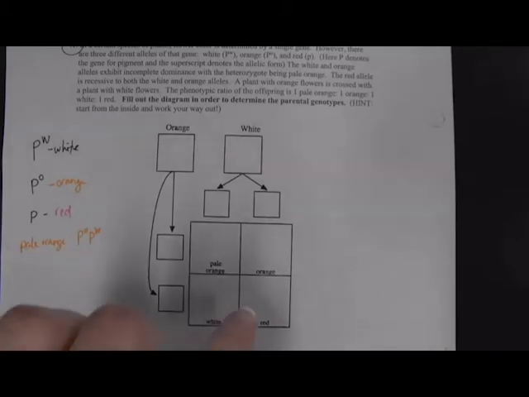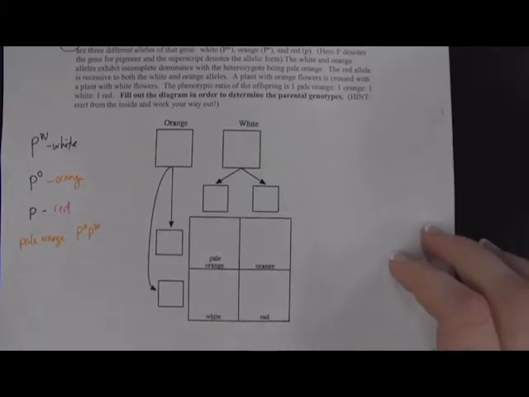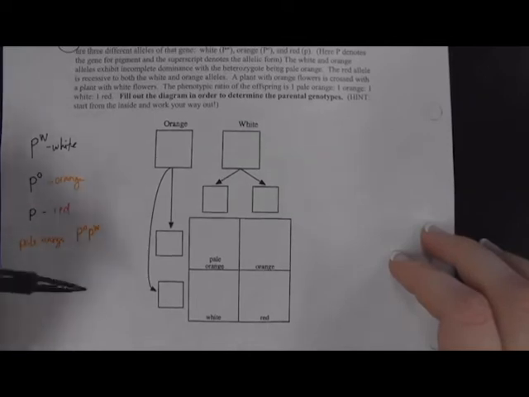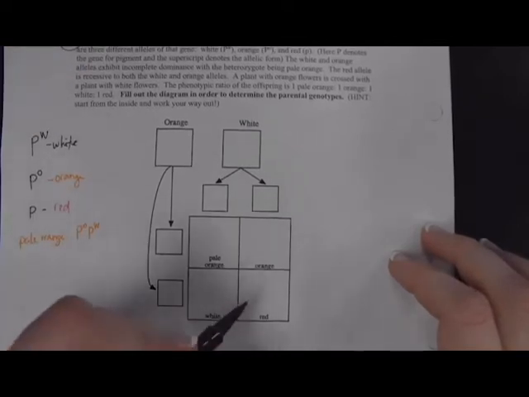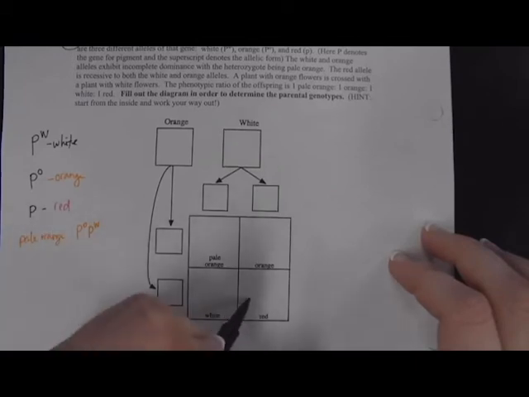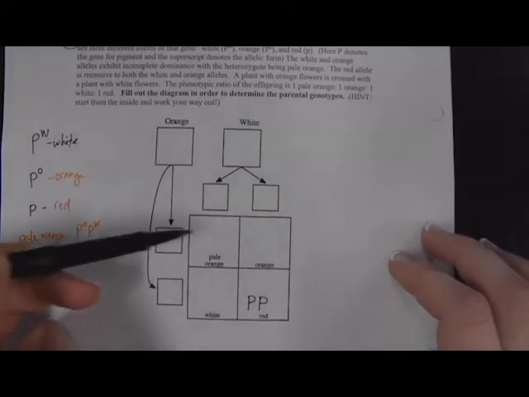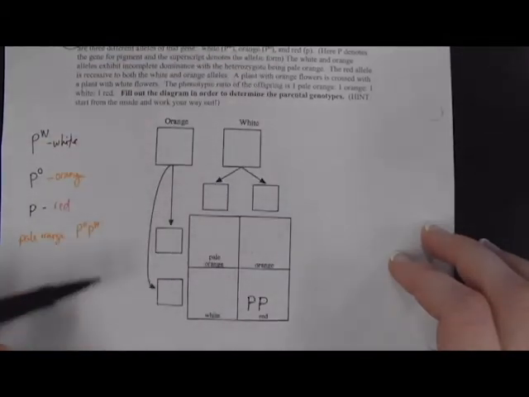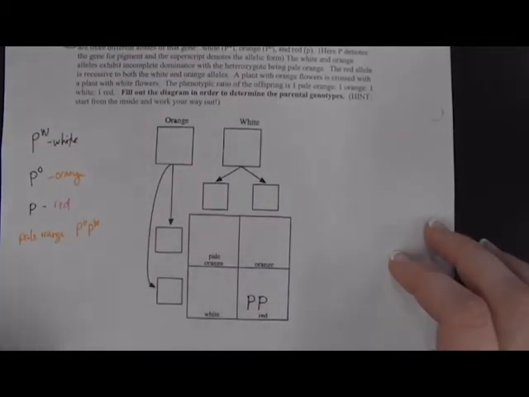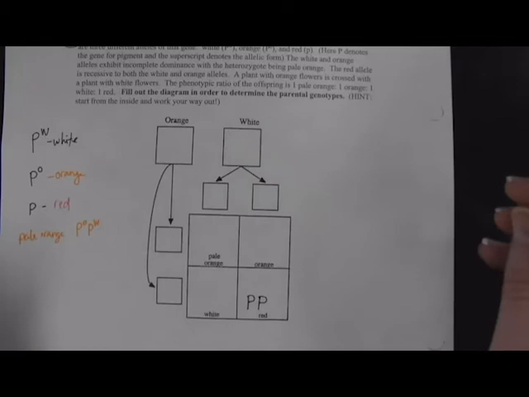So to make a red flower, the only way we can get red is if we have 2 recessive alleles, because red is recessive to white and orange. So the only way we're going to get red, we're going to have 2 of the lowercase p's. So we automatically know we can kind of look in our columns and our rows. So we know red's going to have 2 lowercase p's.